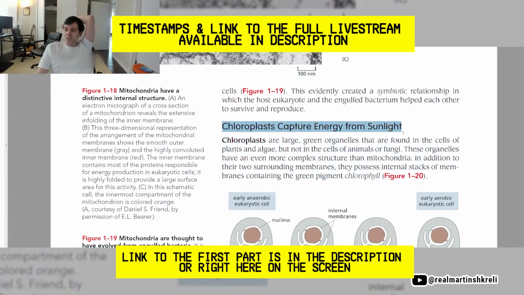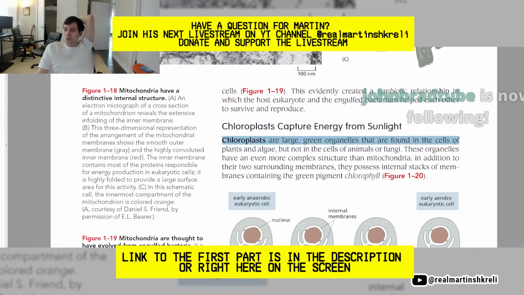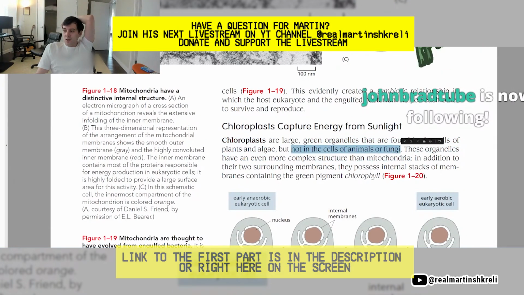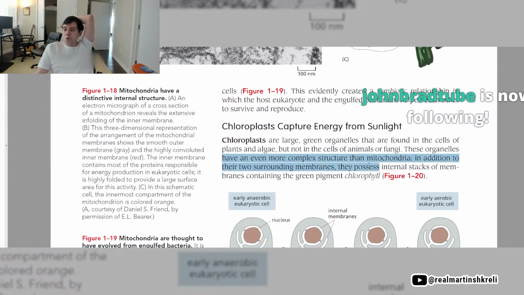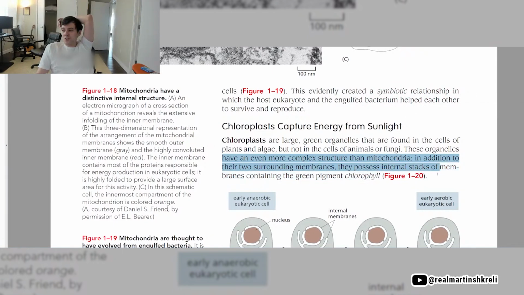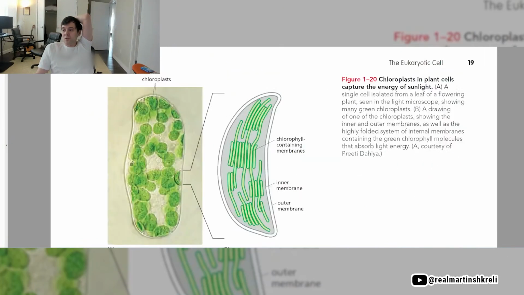Let's talk about chloroplasts briefly. Chloroplasts capture energy from sunlight. They're large green organelles that are found in the cells of plants and algae, but not in animals or fungi. These organelles have an even more complex structure than mitochondria. In addition to their two surrounding membranes, they possess internal stacks of membranes containing the green pigment chlorophyll. You've heard of that, I'm sure.